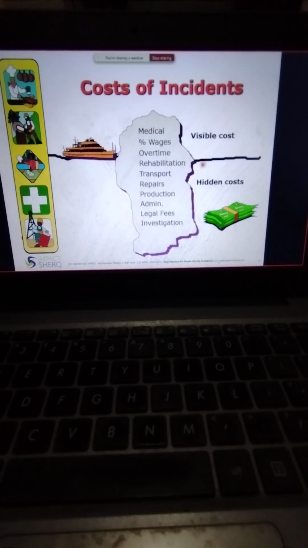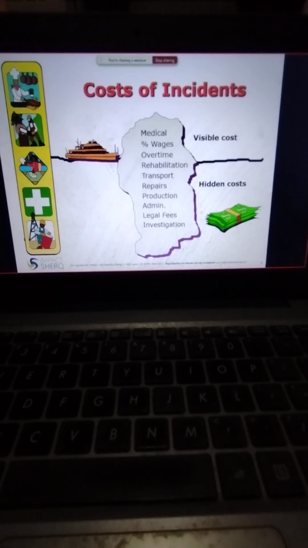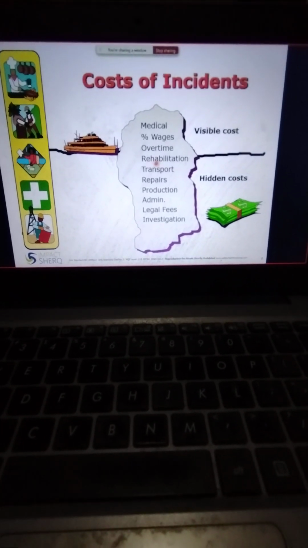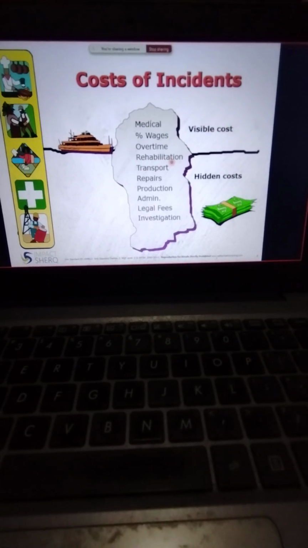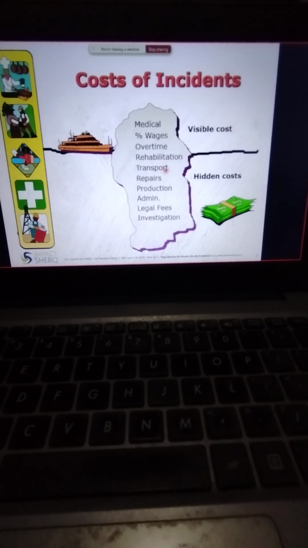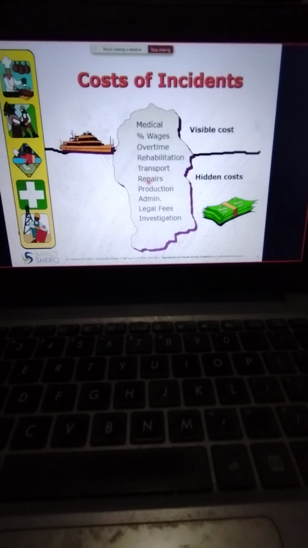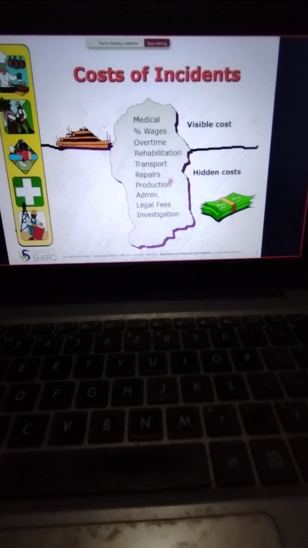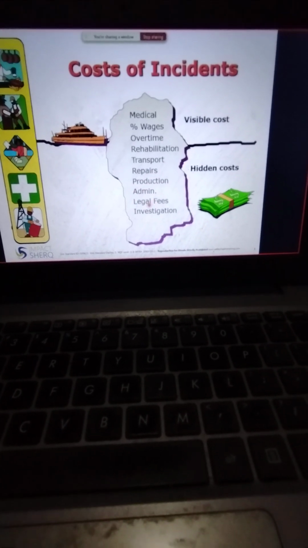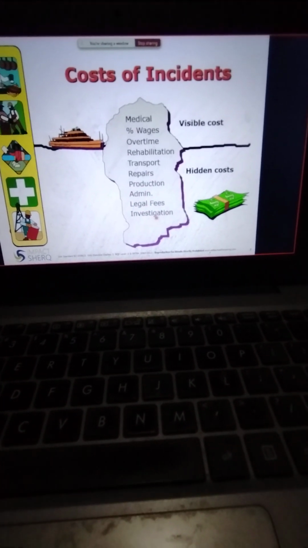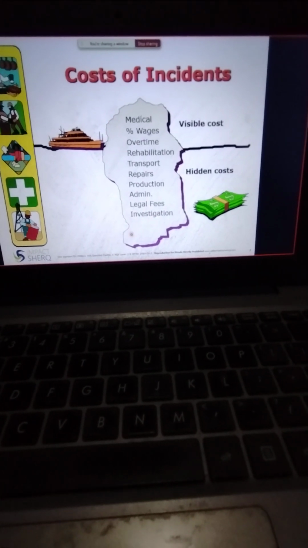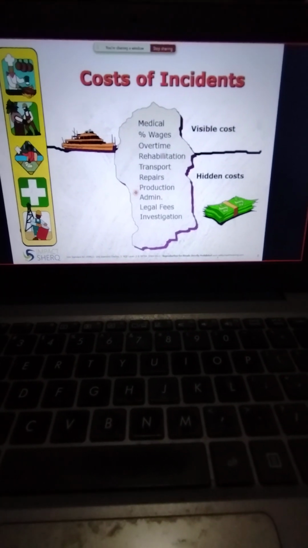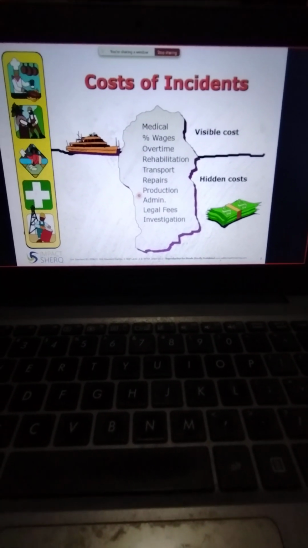There are other costs which are what we call hidden costs. When someone gets injured at the workplace, they have to go to the doctor and they have to be rehabilitated. They have to be transported to the hospital. Maybe they were carrying a laptop and the laptop fell, or machinery got damaged. There are repairs which have to be done. Production stops. Sometimes there are legal fees. Sometimes we have to do investigations. All of these things listed here have to happen when an incident happens, and all of these things are costly.